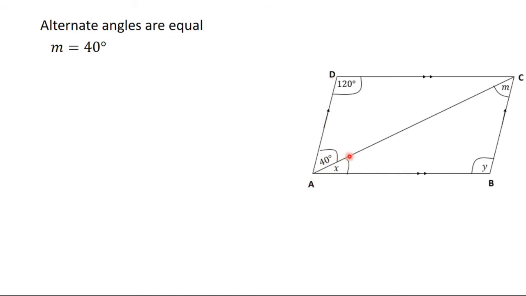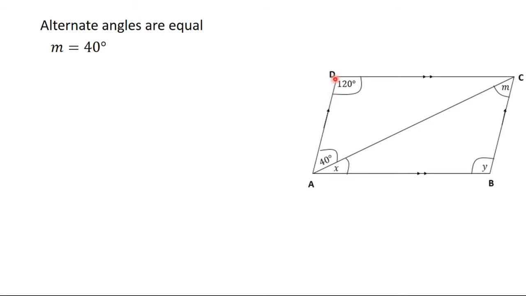So it means that this line here, this diagonal here, if you watch the video on mensuration, you will see that this line is called a diagonal. Line AC is called a diagonal. If you look at this diagonal very well and look at the parallel line BC and parallel line AD, you can see that M and 40 degrees are alternate angles.